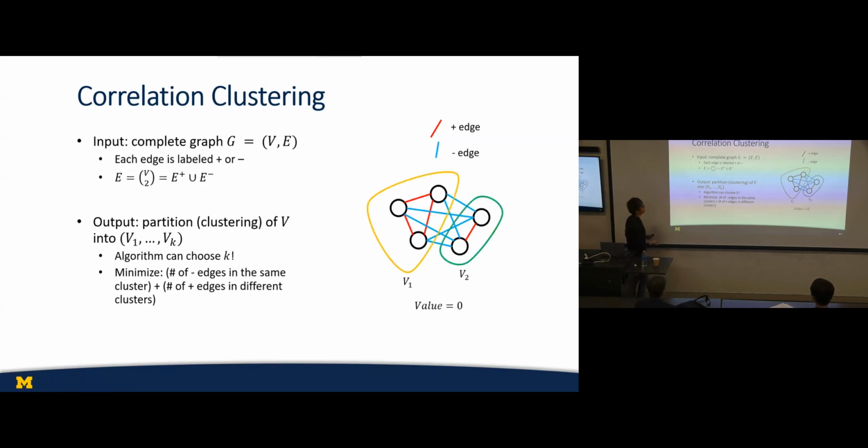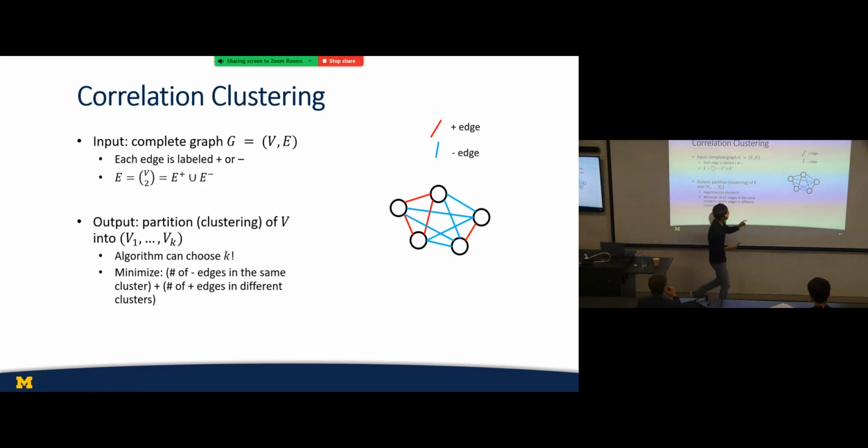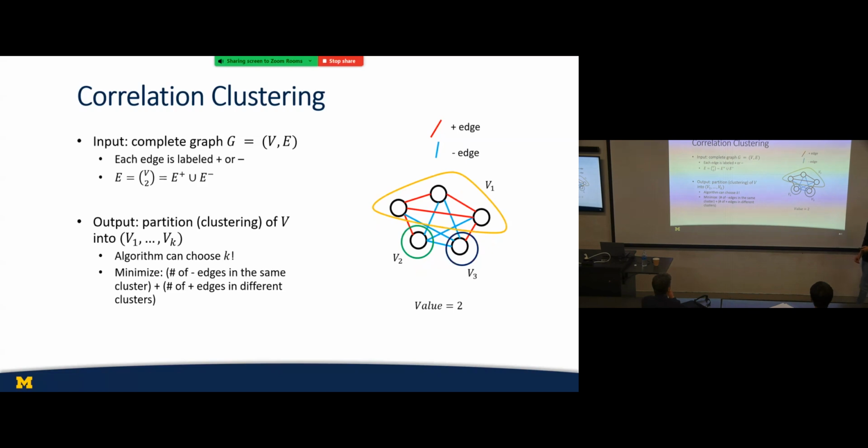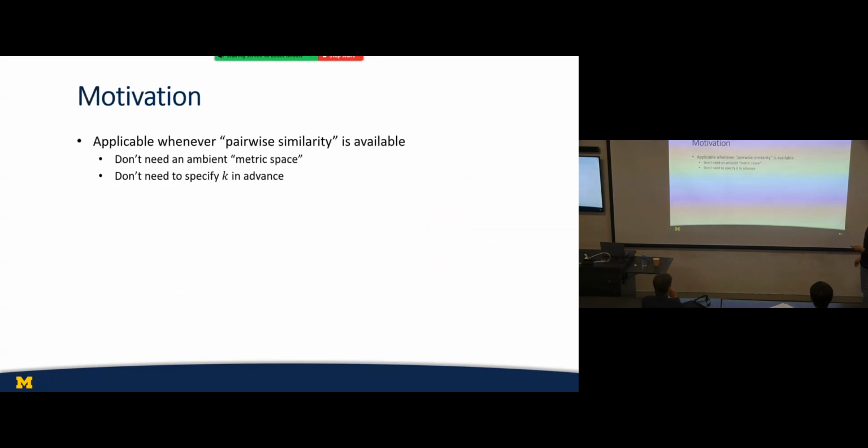Cool. If you look at this example, there is a perfect solution like this, because all the intra-cluster edges are plus, and all the inter-cluster edges are minus. So the optimal value is 0. In this instance, there's probably no perfect solution, and this solution is probably an optimal solution that has value 2. So that's a very simple problem.